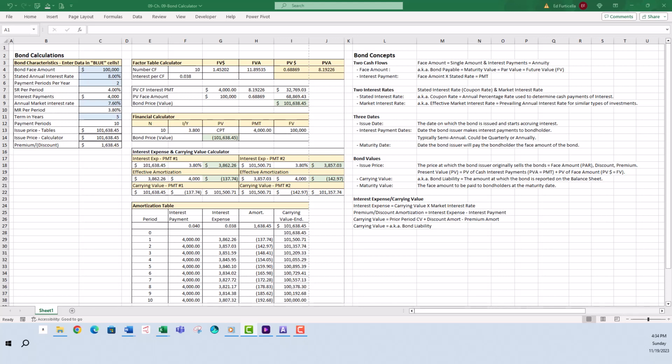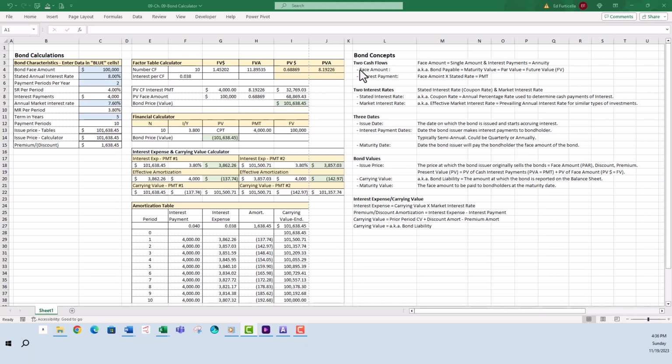The bondholder will receive cash payments during the life of the bond and the face amount once the bond reaches its maturity date. When studying bonds, you need to know how to determine the bond price, cash interest payments, interest expense, and carrying value, and how to retire a bond. What we have here is a model that should help explain bonds to you.